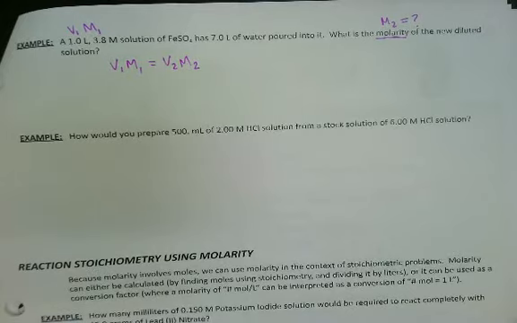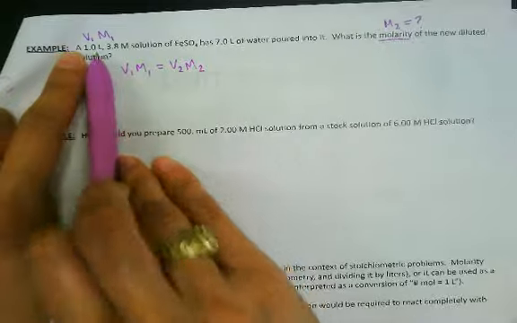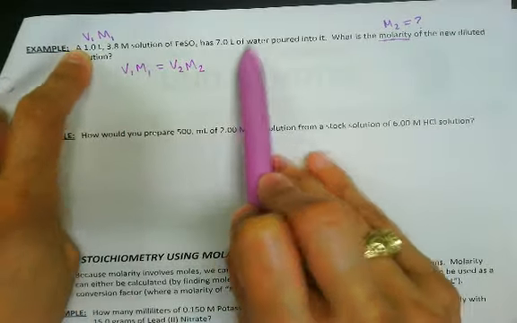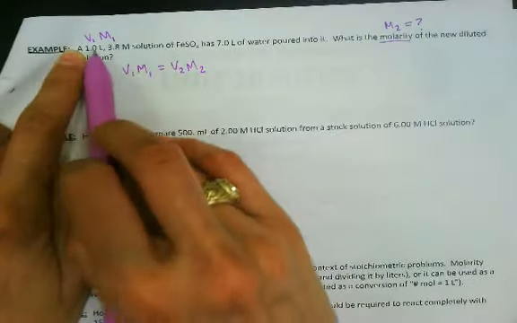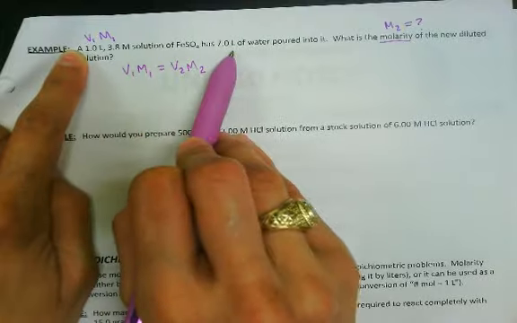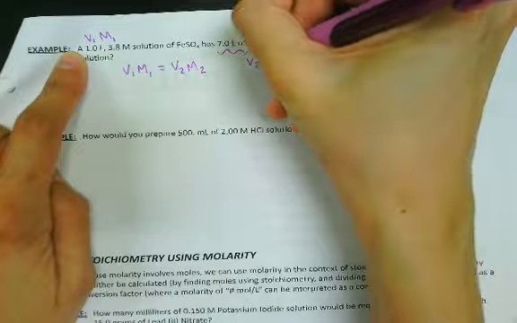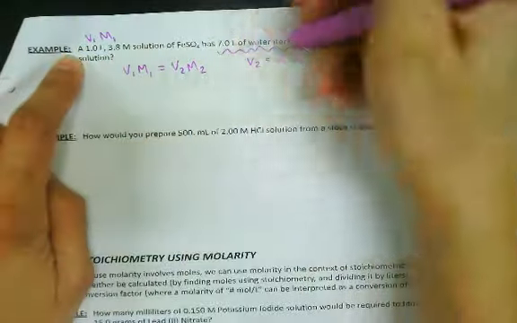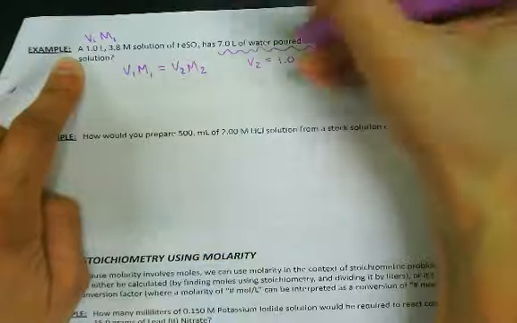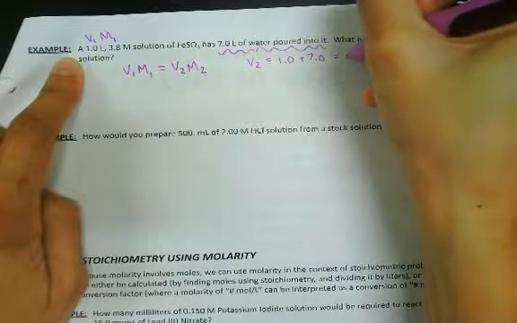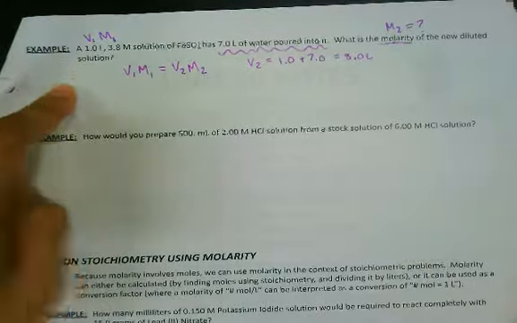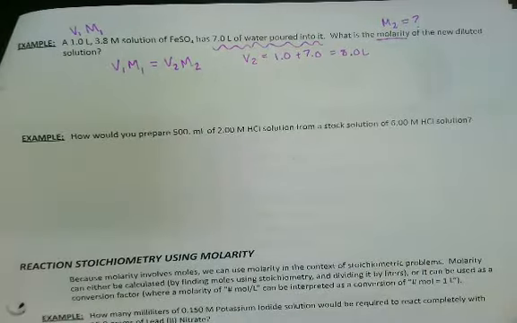Okay, let's talk about this. Can anybody tell me how they could go about getting that V2 value? Adding what? The 1 liter and the 7 liters, right? You can add those two together. We said that this 1 liter, 3.8 molar solution had this much water poured into it, right? So V2 is equal to this plus this. The final solution is going to be the 1 liter plus the 7 we poured into it. So we're going to have 8 liters. Very good, y'all. That is our V2.